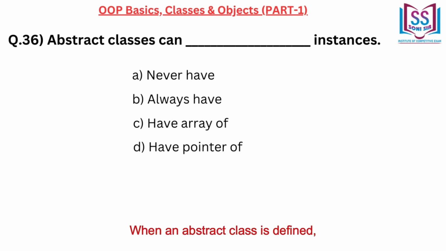When an abstract class is defined, it won't have the implementation of at least one function. This will restrict the class from having any constructor. When the class doesn't have a constructor, there won't be any instance of that class.